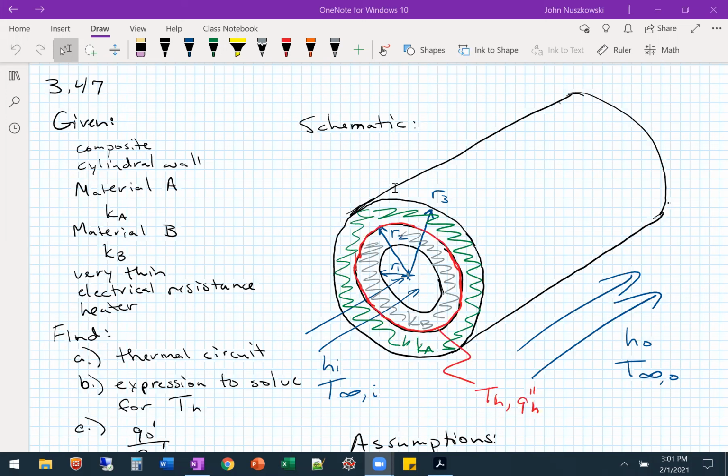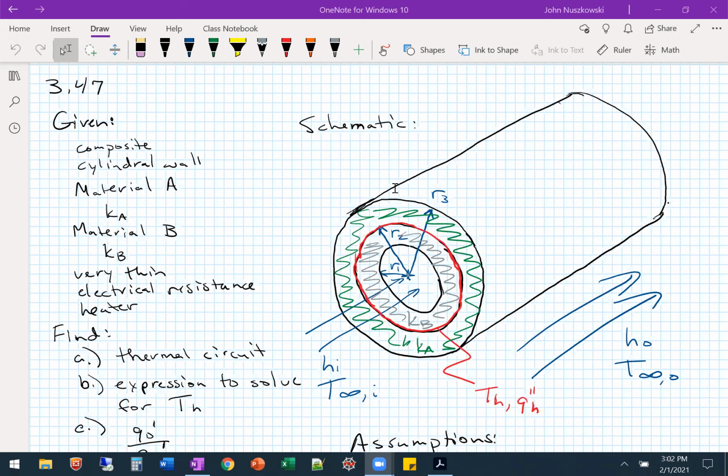So we were continuing on chapter 3. We were on this example, which was a composite cylindrical wall composed of two materials. You have thermal conductivity A and B. There's a very thin electrical heater in between, and they give us the schematic you see on the screen that I ended up drawing. They have liquid pumped through the inner tube, and then we have some convection on the outer surface of all those tubes, so on the outside surface.